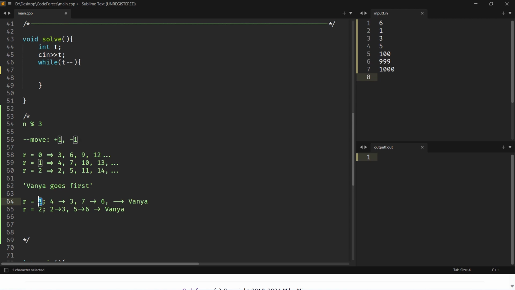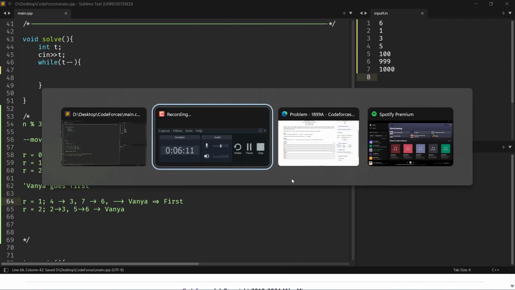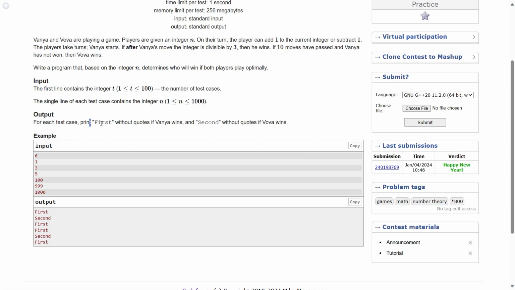If the remainder right now is 1, he can just decrement it. So in this case also, first needs to be printed. So that's what's mentioned, right? So if Vanya wins, print first, and second if Vova wins.